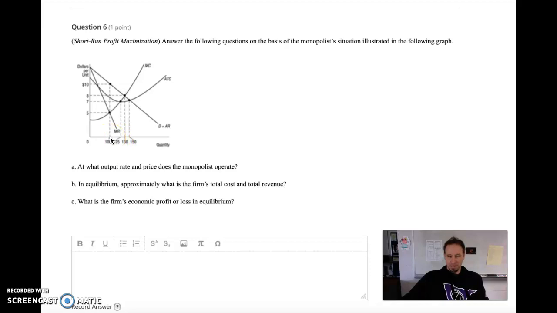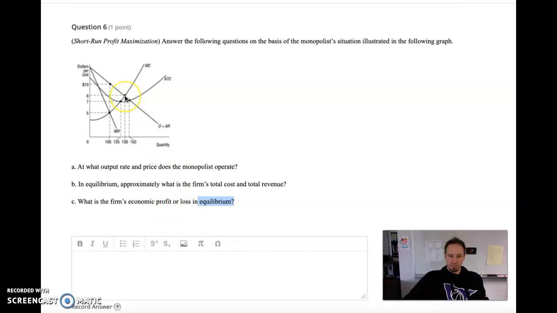I hope that makes sense, where these last 30 units in a monopoly market won't even get produced because they're not going to be profitable for a monopolist who controls the entire supply curve and thus gets to service the market demand curve. So what's the firm's economic profit or loss in equilibrium?